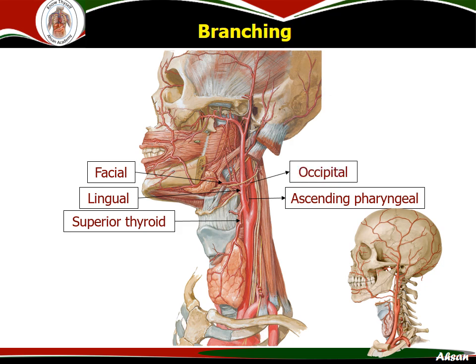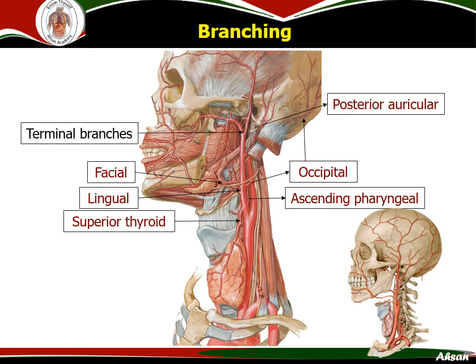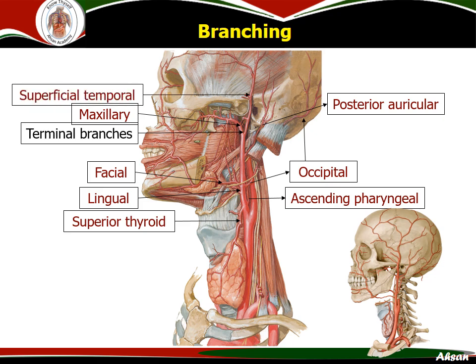This may be the medial branch or posterior branch. Other two, this is occipital and posterior auricular, are the posterior branches. This is the terminal branch. This terminal branch is formed within the parotid gland behind the neck of the mandible. This divides into maxillary artery and superficial temporal artery. So you can classify the branching pattern as anterior, medial, posterior, and terminal.